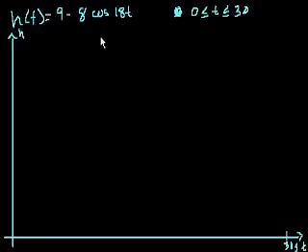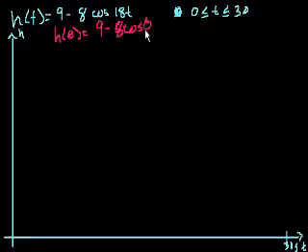So what I'm going to do first of all is I'm going to graph a different, slightly different function, then I'll translate it to this function. I'm going to graph h of theta is equal to 9 minus 8 cosine of theta. And I think you'll see where I'm going with this when I'm all done. So let's try to graph h of theta is equal to 9 minus 8 cosine of theta.